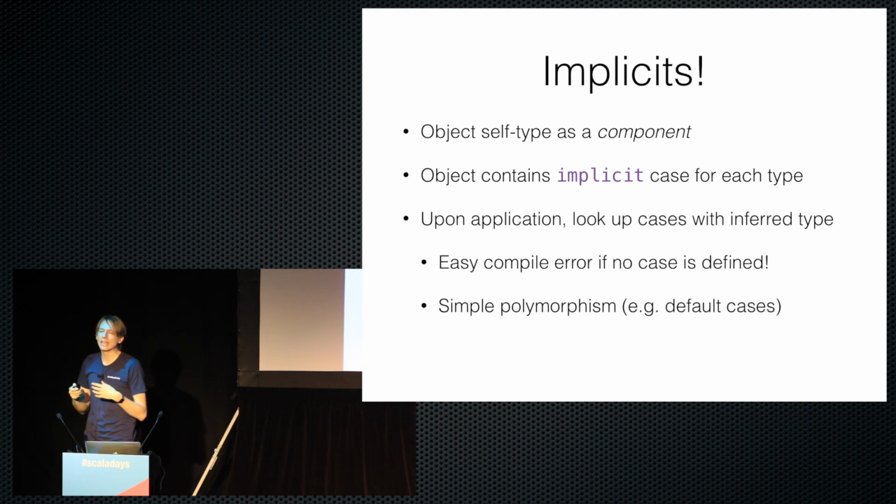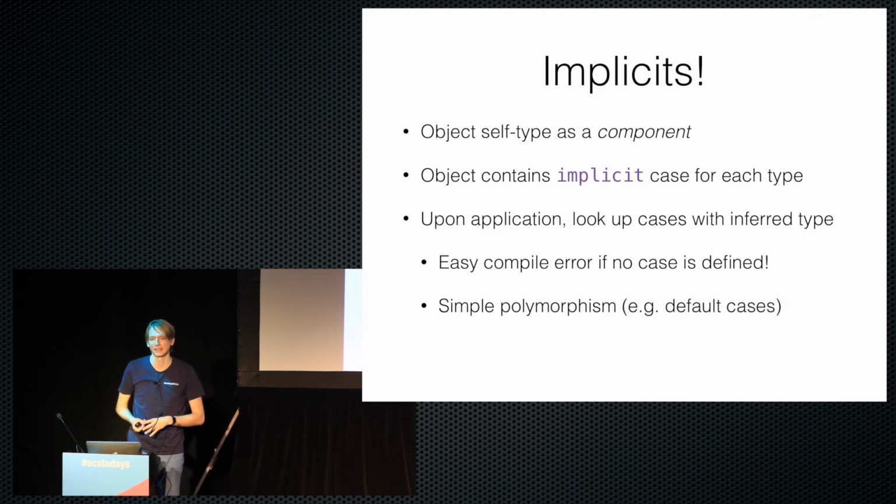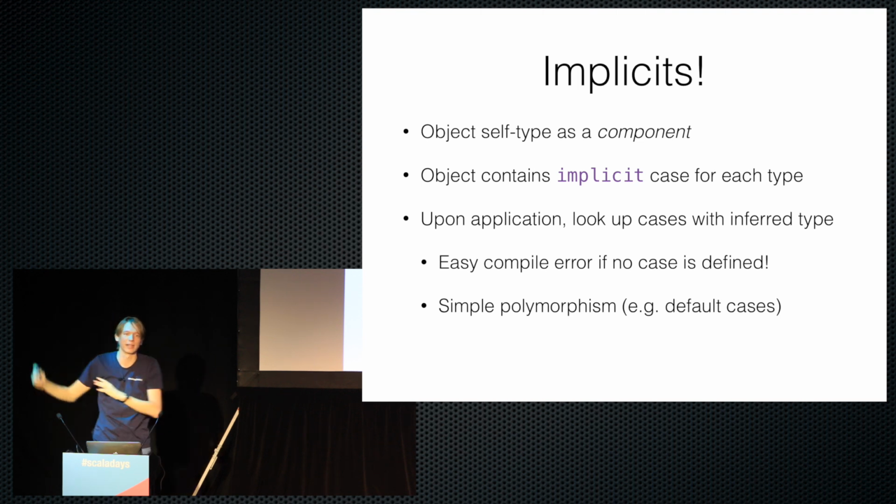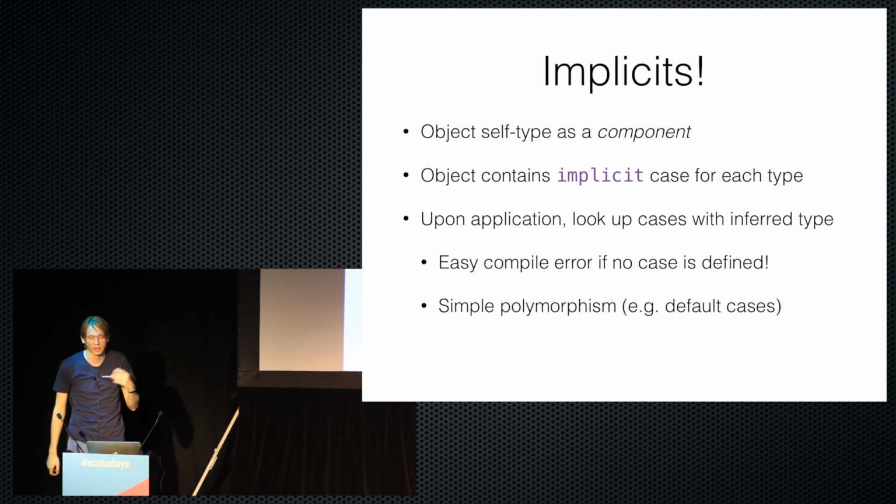It's also very easy to do polymorphism, like default cases or cases where other type classes are defined for a particular type. Because you just say, def default[A] = case, right? As long as it's implicit def default, then we're good.